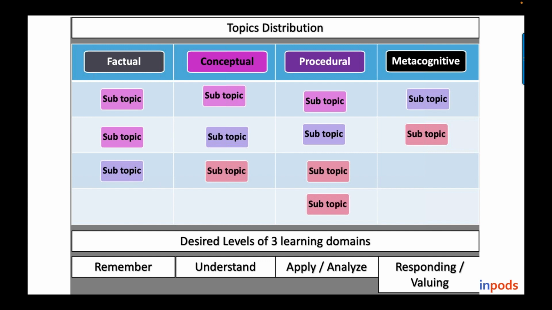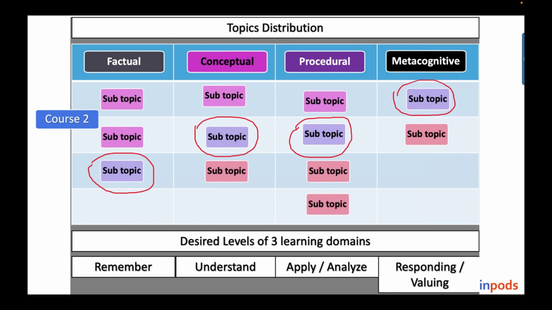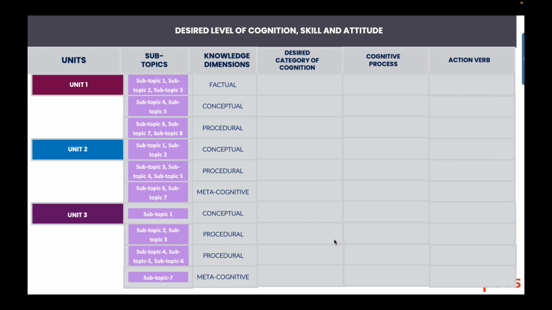Now we will choose one course which has all the four knowledge dimensions. So it appears that course 2 has all the four dimensions. So I'll take this as an example and go further. So this is the course 2, which has multiple units. There are subtopics we have identified, and we have also identified the knowledge dimensions, right, in the earlier stages. Now what is required is that I want to also analyze whether or not the desired category of the cognition is also identified by us earlier, right? So these two things are already with us.